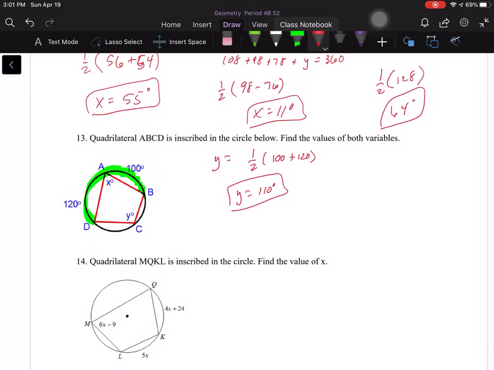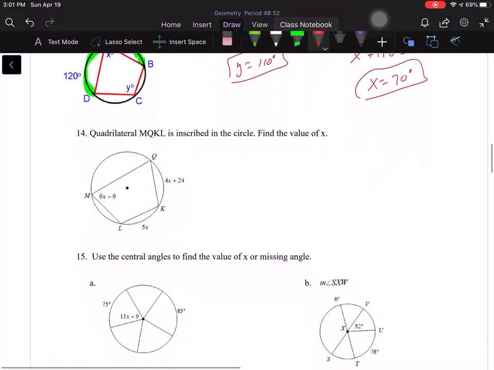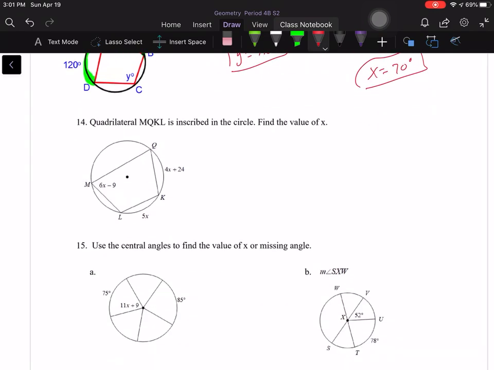Now the other piece of that is when you have a quadrilateral, a four-sided figure, we know that x plus y has to add up to 180. So because I know the one measure already, x plus 110 equals 180, so x is going to equal 70 degrees. Okay, number 14, quadrilateral MQKL is inscribed in the circle. Find the value of x.